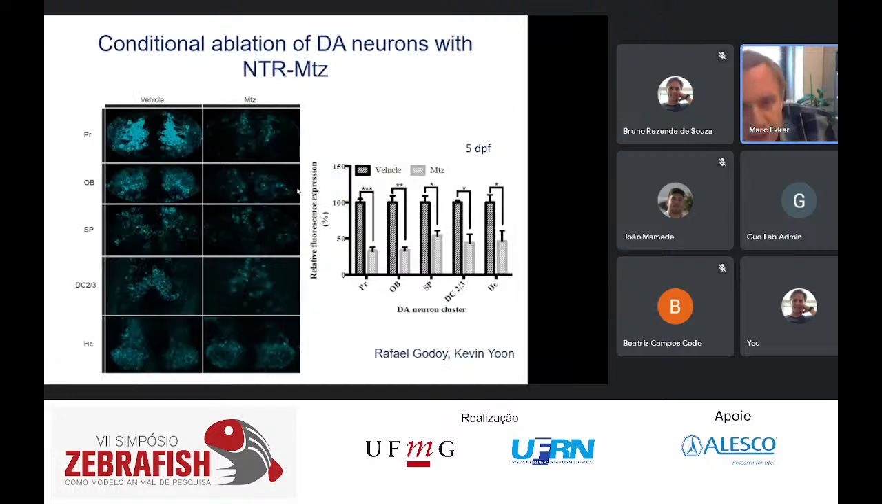And I'm skipping a little bit of it, but what Rafael was able to show is that if he administered the metronidazole, which is the prodrug that the nitroreductase will transform into a cytotoxic compound, starting the chemogenetic ablation at 1 day post-fertilization, and continuing this treatment until 4 days post-fertilization, and then looks at the number of dopaminergic neurons at 5 dpf, he obtained reductions in many parts of the brain, including the pretectum, the olfactory bulbs, the ventral diencephalon, the caudal hypothalamus.